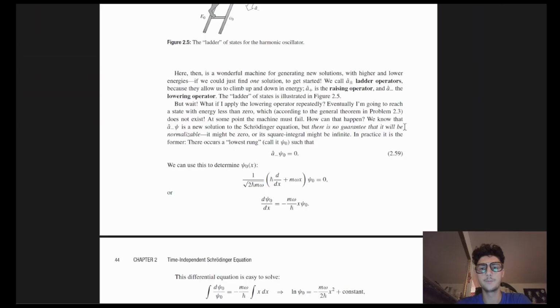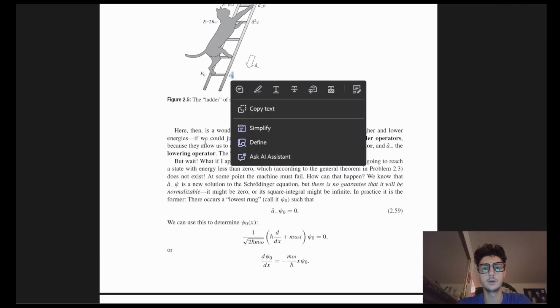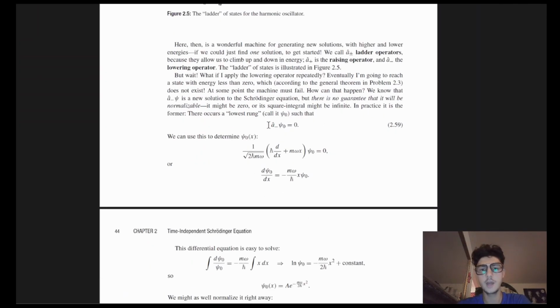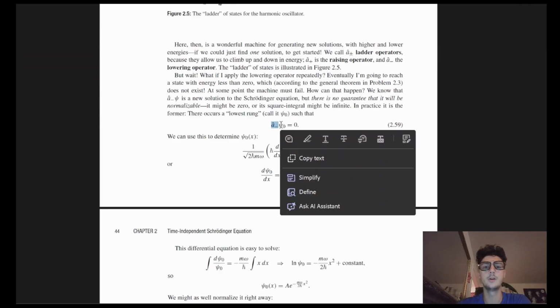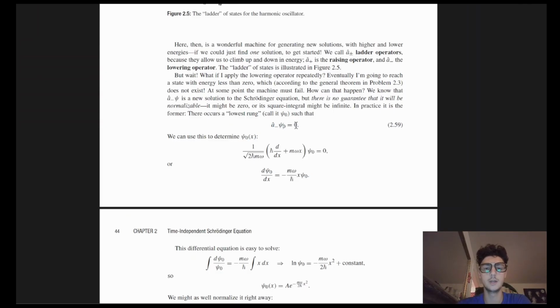How can that happen? We know that A minus is a new solution to the Schrödinger equation, but there is no guarantee that it will be normalizable. It might be 0, or its square integral might be infinite. In practice, it is the former. There occurs a lowest rung, call it psi 0, right here, that's the lowest rung of the ladder, such that if you act with the lowering operator on psi 0, the lowest state, you get 0.